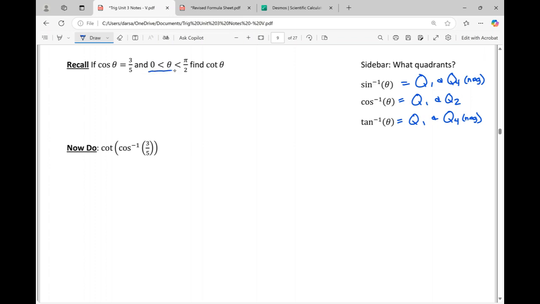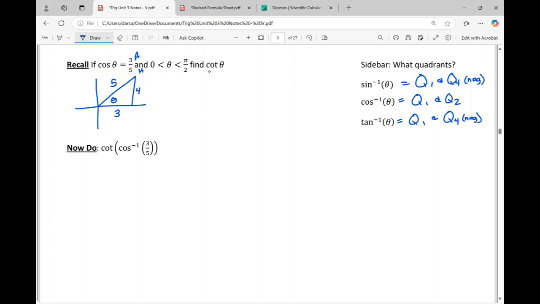Now, they're telling us that our angle theta is between 0 and pi over 2. That means that we know it is in quadrant 1. And what do we know about our angle theta? Well, cosine, adjacent over hypotenuse, is 3 over 5. So the adjacent side is 3, the hypotenuse is 5, and if we use the Pythagorean theorem, we will get that this opposite side is then a 4.